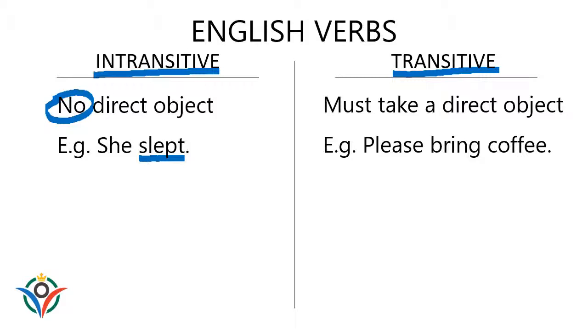On the other hand, transitive verbs must take a direct object. So look at this example. Let's say that after this lady slept, she said to her husband, "Please bring coffee." So the verb bring is a transitive verb because it requires a direct object to complete it. And the direct object in this example is coffee.